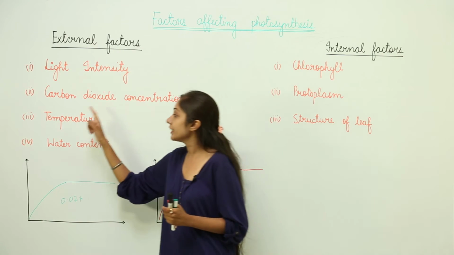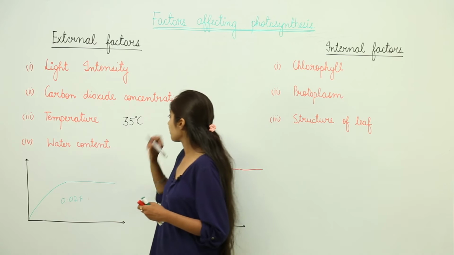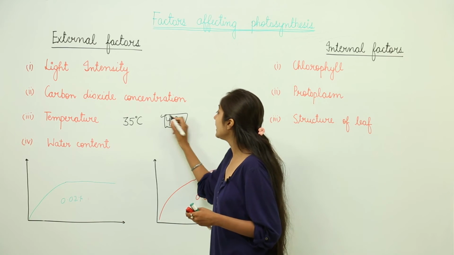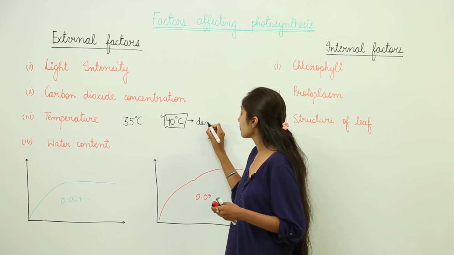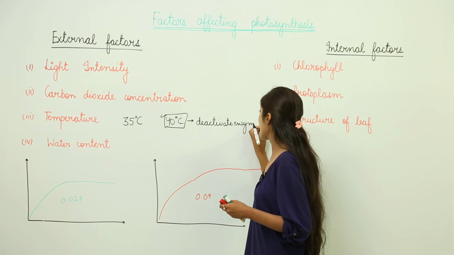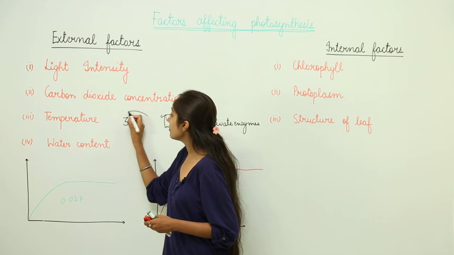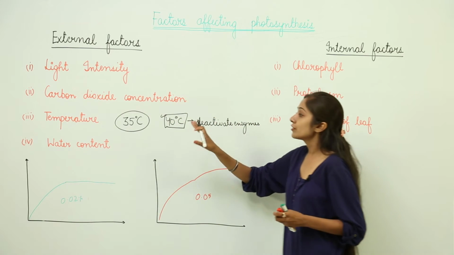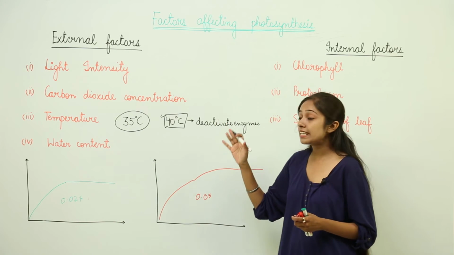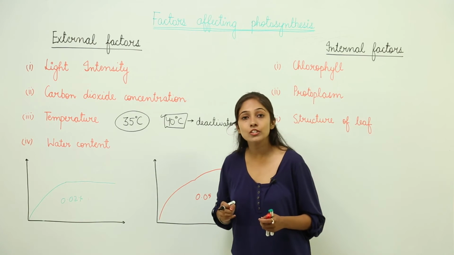Then let us talk about temperature. In case of temperature, 35 degrees Celsius is the optimum temperature, right, because beyond 40 degrees Celsius, what is going to happen? This is going to deactivate the enzymes that are required to carry out the process of photosynthesis. So, the optimum temperature is 35 degrees Celsius, which is going to help in photosynthesis. If we increase the temperature, then this is going to deactivate the enzymes and the rate of photosynthesis is going to decrease.